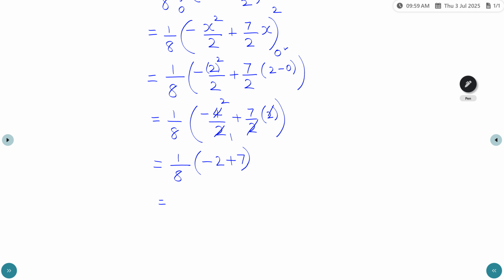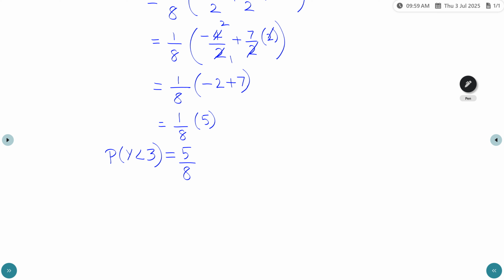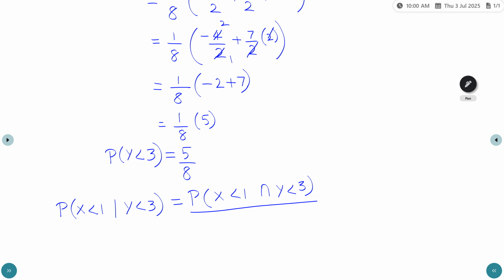That is 1 by 8 into 5. So P of y less than 3 is 5 by 8. So in the conditional probability P of x less than 1 given y less than 3, numerator P of x less than 1 intersection y less than 3 by P of y less than 3.